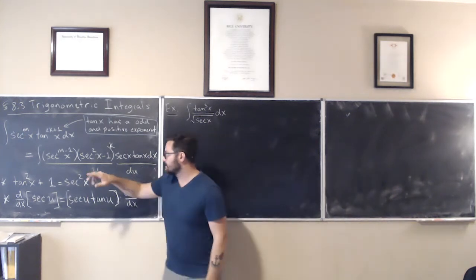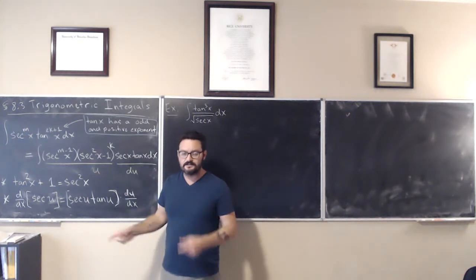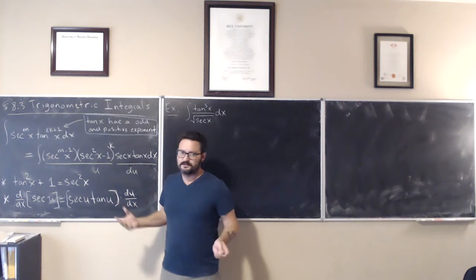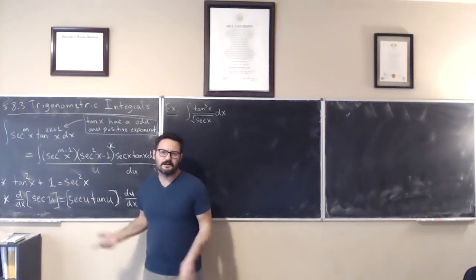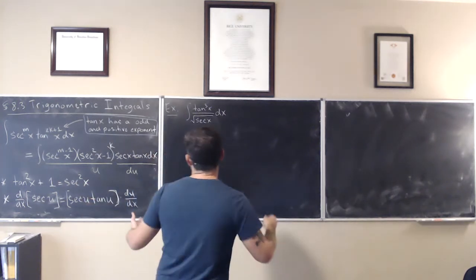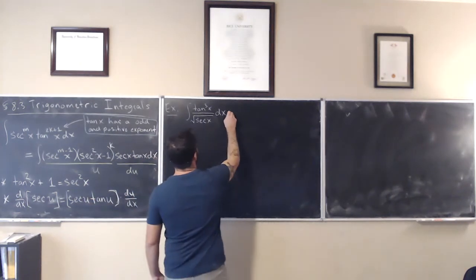So I can't emphasize this enough. Don't get bogged down in how messy this is. Just split it into u and du the best you can using this identity and mainly that identity. Okay, so that's the goal. Let's see if we can get there.